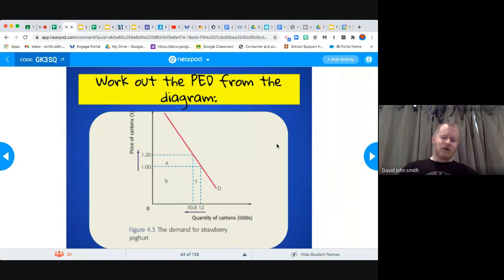It is possible also to work out PED just from a diagram alone. If the diagram has the actual numbers on them, then you could potentially work out the percentage change in quantity and the percentage change in the price and work out the PED. Now you'll have a visual clue from the diagram. It's relatively inelastic, so that will give you some idea and some understanding. We used to do that quite a lot because the skill set was to be able to work out PED from a diagram and from a written formula as well. These days, not as much, but you never know.